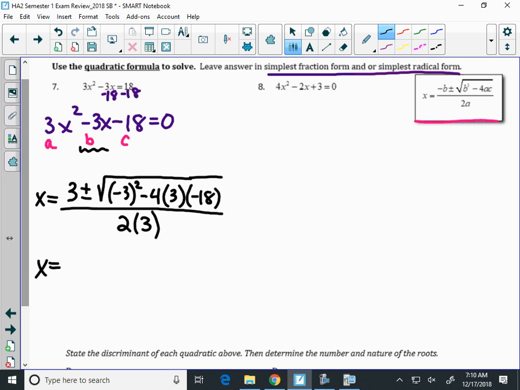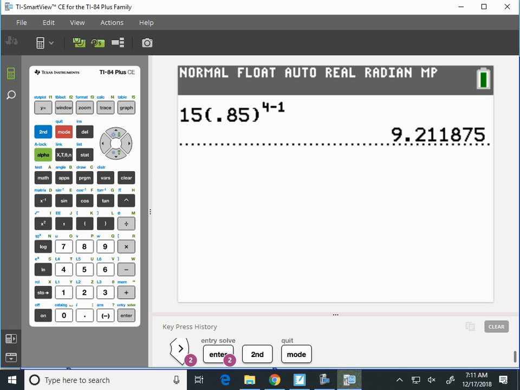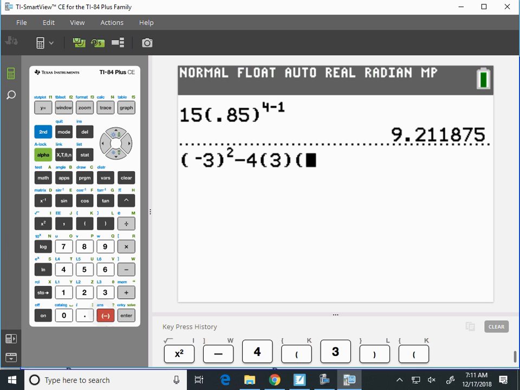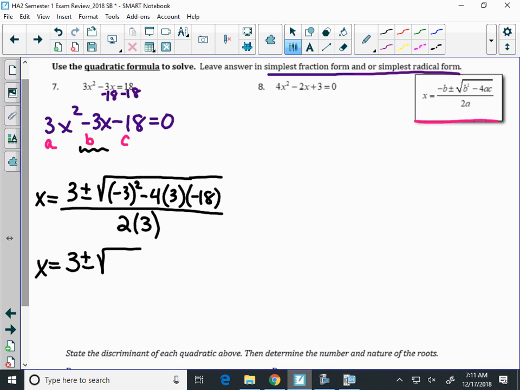Now you want to simplify this. We're going to take 3 plus or minus. We need to know what's under the radical here. So you take your calculator, and you would do negative 3 squared in parentheses minus 4 times a times c. And you should get 225 underneath the square root. And that's all going to go over 6.